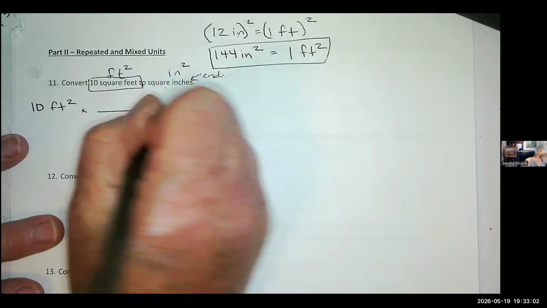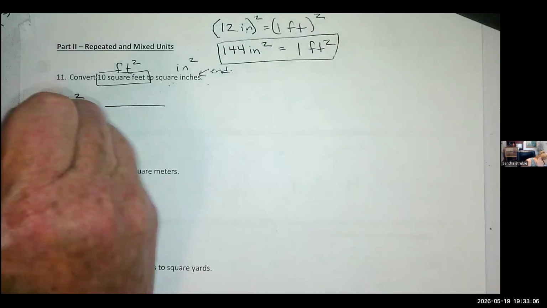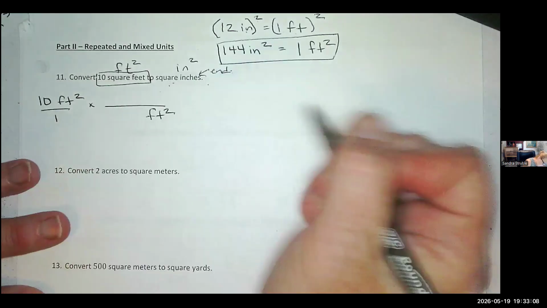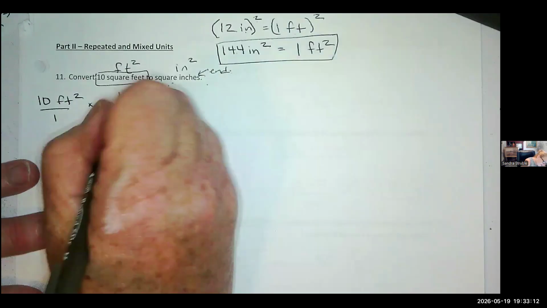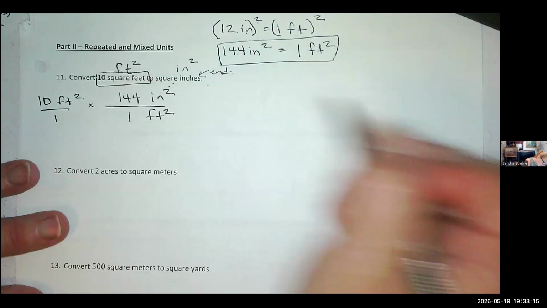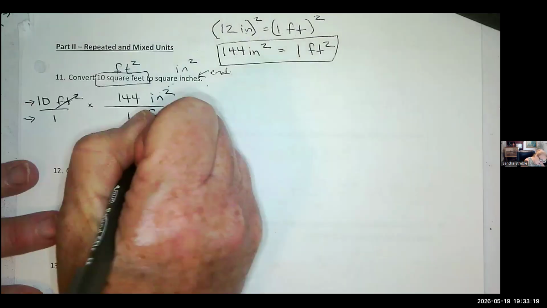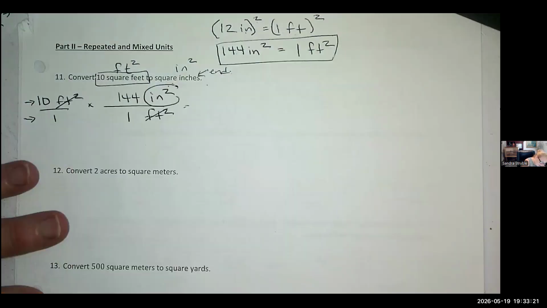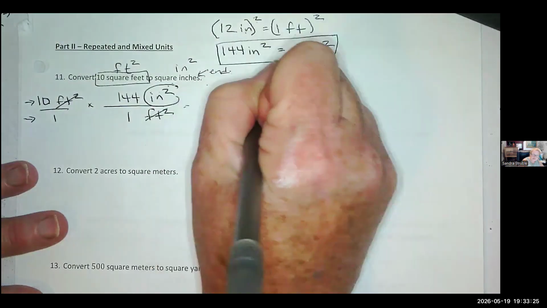Feet squared's up top, put that over 1 if you need to. It means we need feet squared down low, and we're headed to inches squared. 144 for the inches squared, 1 for the foot squared, multiplying straight across, feet squared is gone. We're left with inches squared. 10 times 144 is 1,440 inches squared. And that is over 1, so that is your answer.